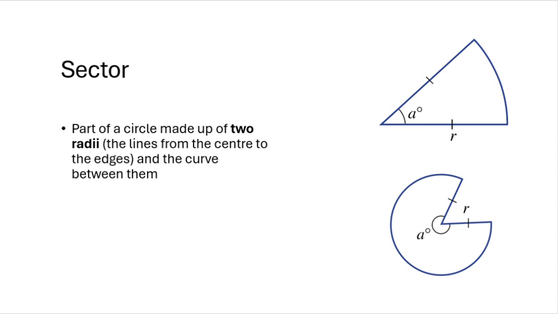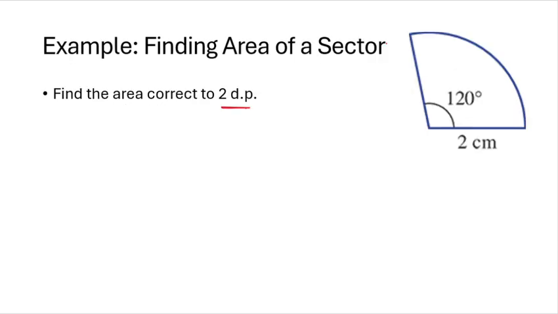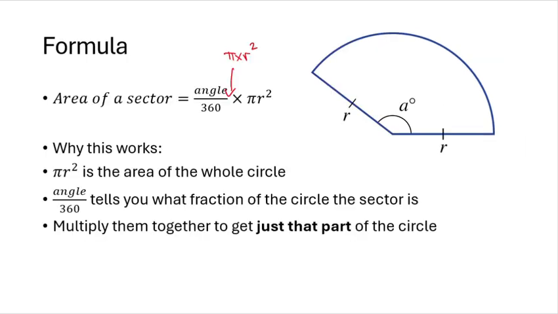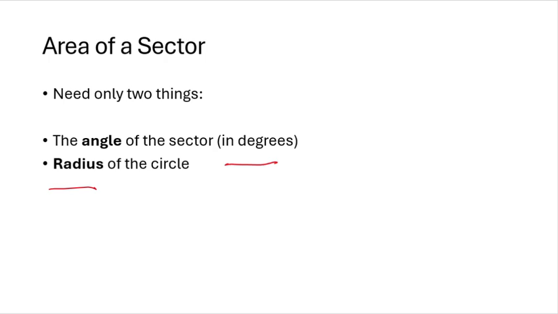So a sector is made up of two radii. Radii is just the plural form of radius. And then you have the curve between the two radii, okay? Now, you need two things. You need the angle of the sector in degrees. This angle here is the inside angle, okay? So you need the inside angle of a sector and you need the radius of the circle, okay?